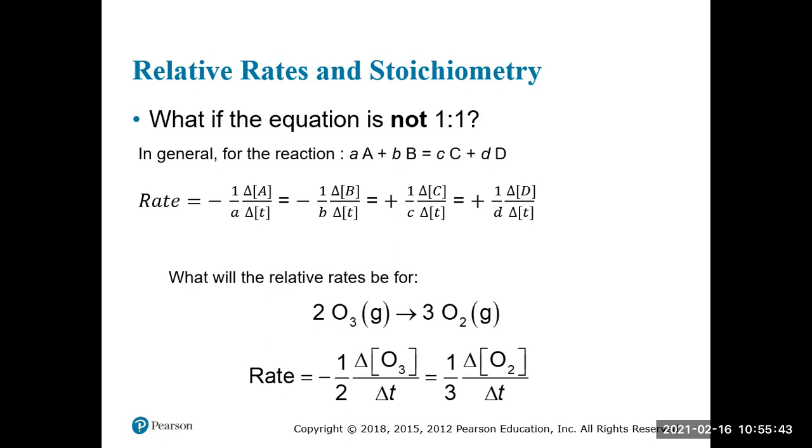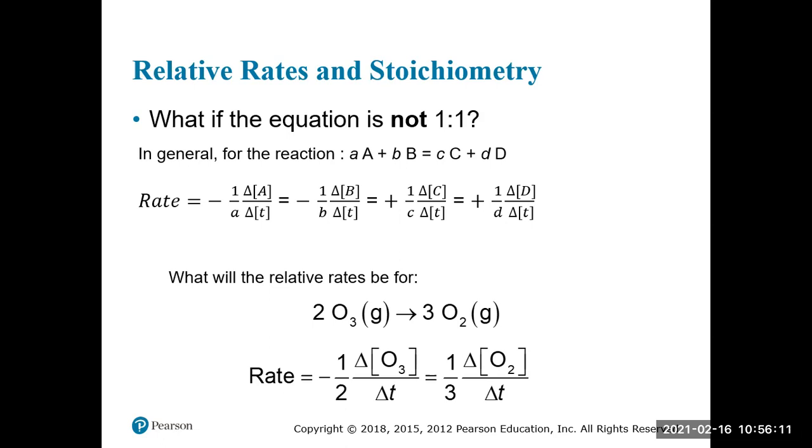So in general, if it's not a 1-to-1 reaction, so in other words, the reaction stoichiometry isn't just 1 across the board, then if you have the coefficients in front of the reactants or products, then the rate for that reactant or product would take into account 1 over whatever that coefficient is.